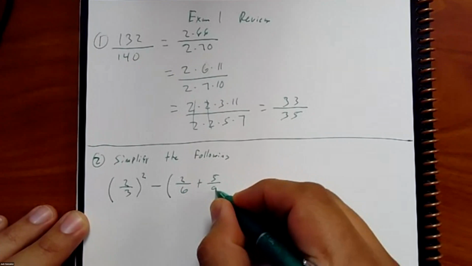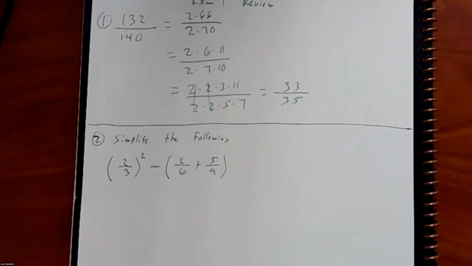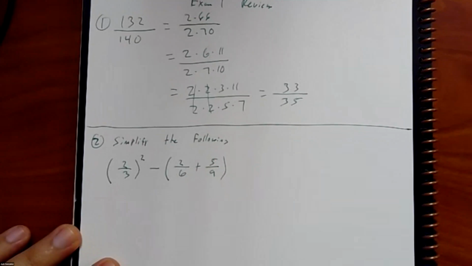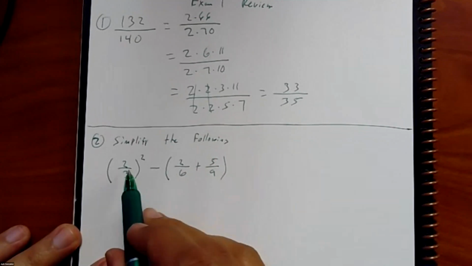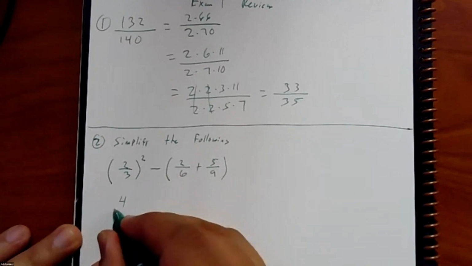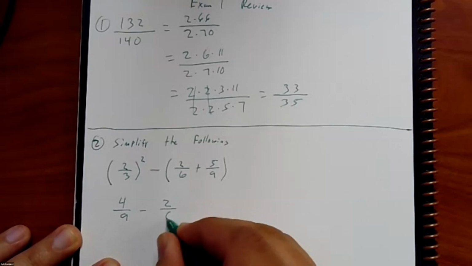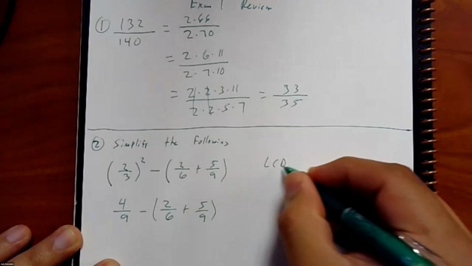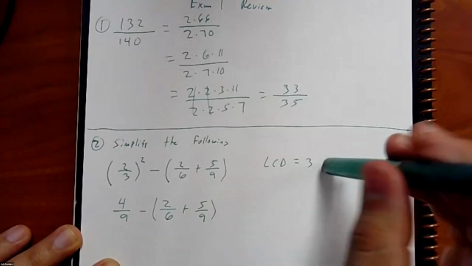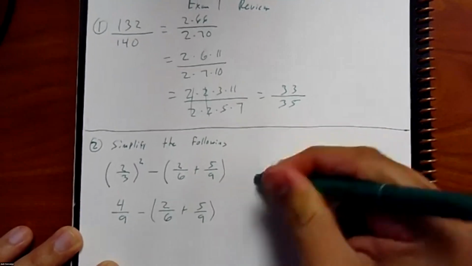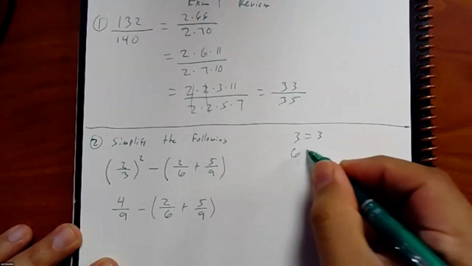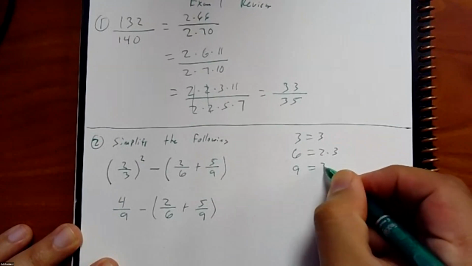All right, number two. Simplify the following. So basically you want to add all the fractions. We can go ahead and square this guy though. That'll be 4/9. So the LCD will be, well, to find the LCD, you first got to factor all the denominators. So 3 is 3. 6 is 2 times 3. 9 is 3 times 3.